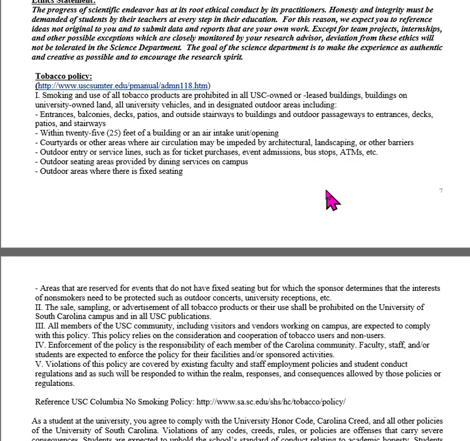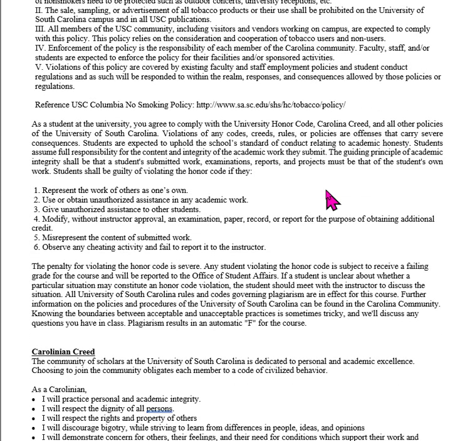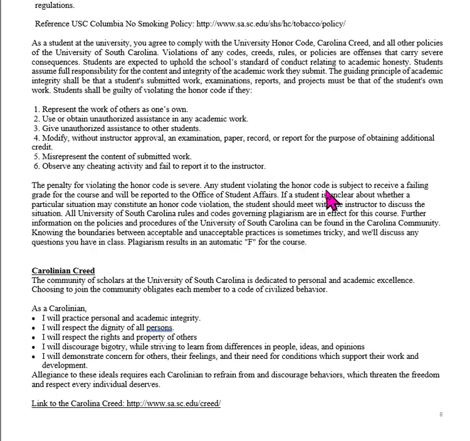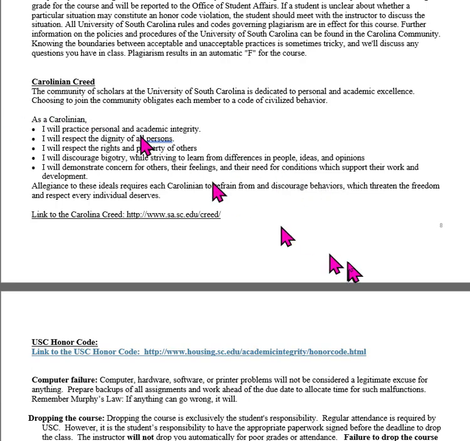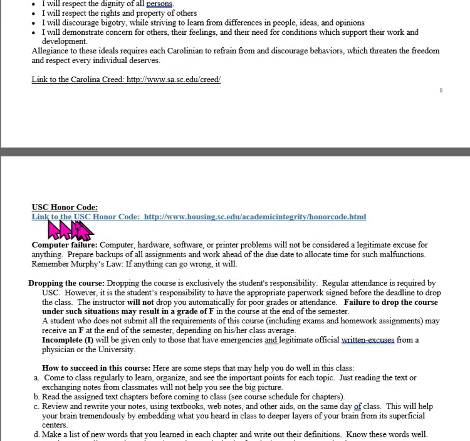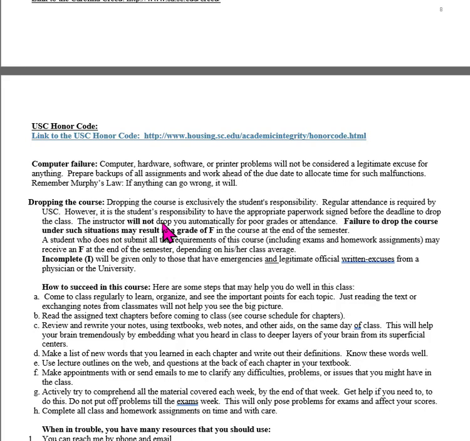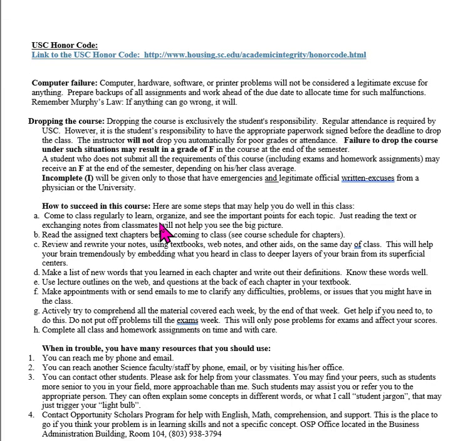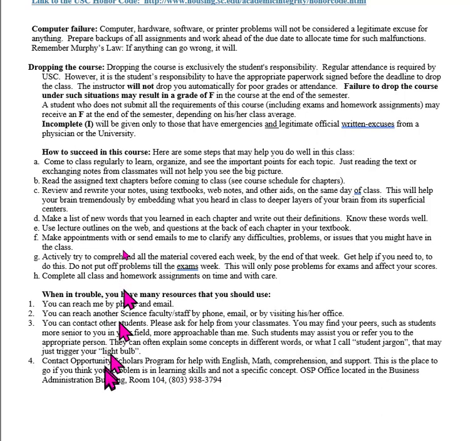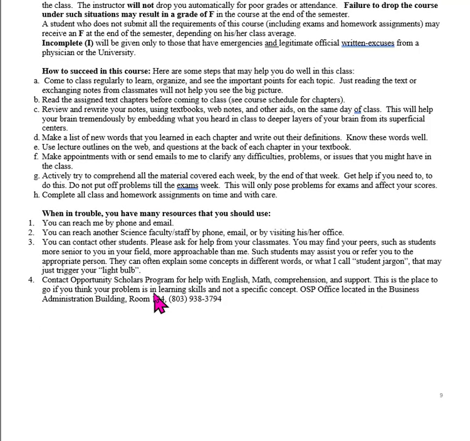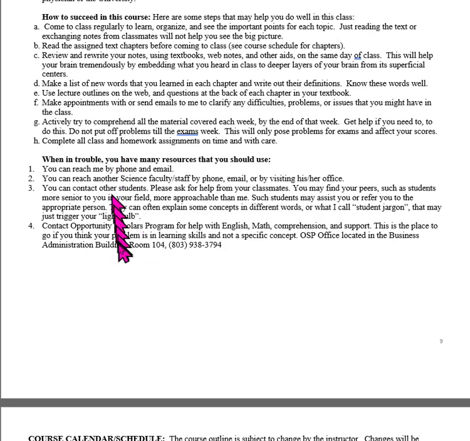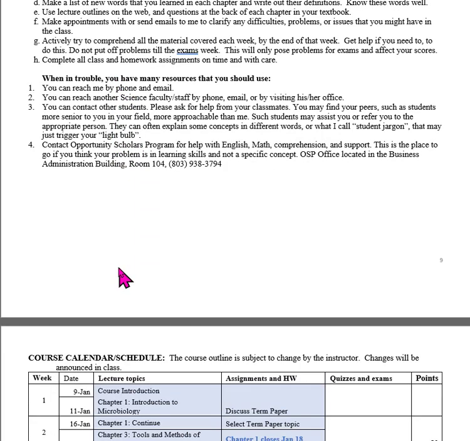There are other policies in here, the tobacco policy, and what to do as a USC Columbia student, and how we follow our Carolina Creed. And this is the USC Honor Code. If you have not read the USC Student Honor Code, please follow that and read that. Okay, there are some tips here on how to succeed in this course, and I have made some videos for you about this also. I will point them out in a little bit when I get to Blackboard. These are some resources you have when you need some help.